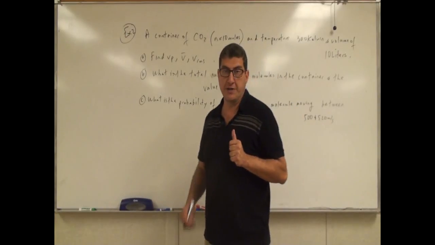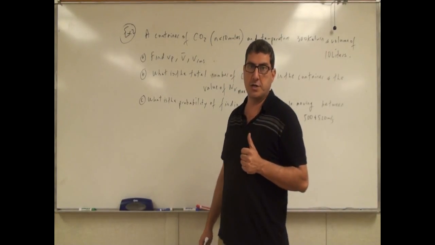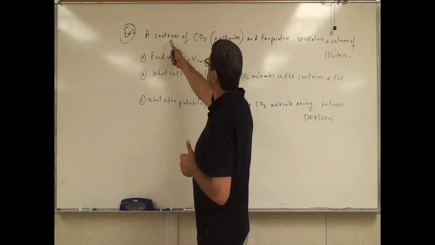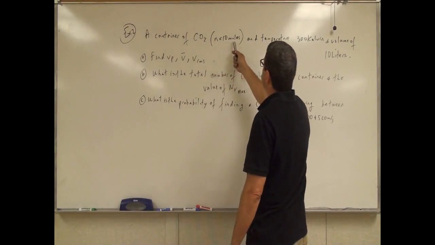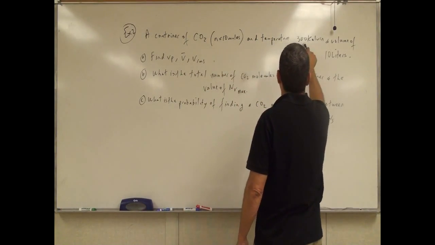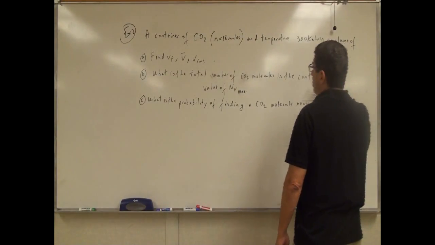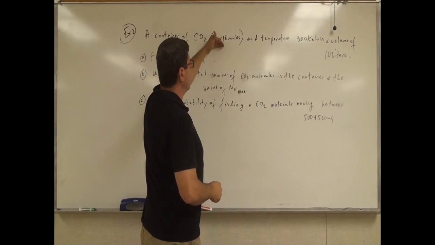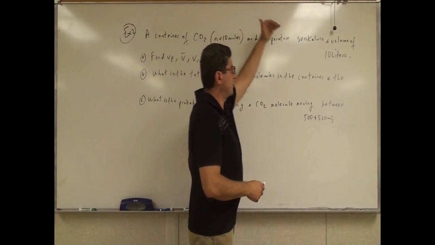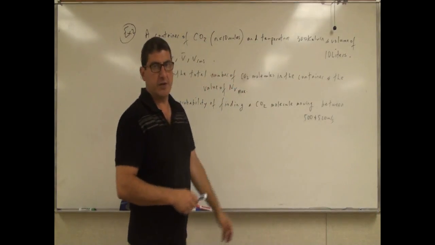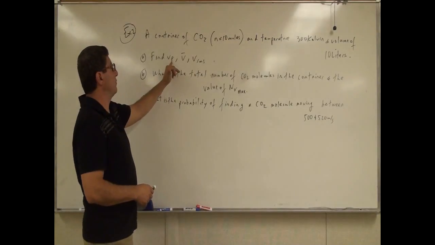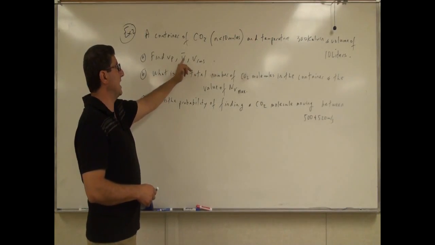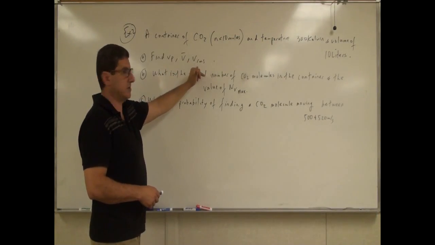Come to our example 2 on the Maxwell-Boltzmann distribution theory that we covered. It says a container of carbon dioxide, 10 moles, temperature 300 Kelvin, and volume of 10 liters. So the container contains 10 moles of carbon dioxide at a temperature of 300 Kelvin and occupies a volume of 10 liters. Find the most probable speed, the average speed, the root mean square speed.